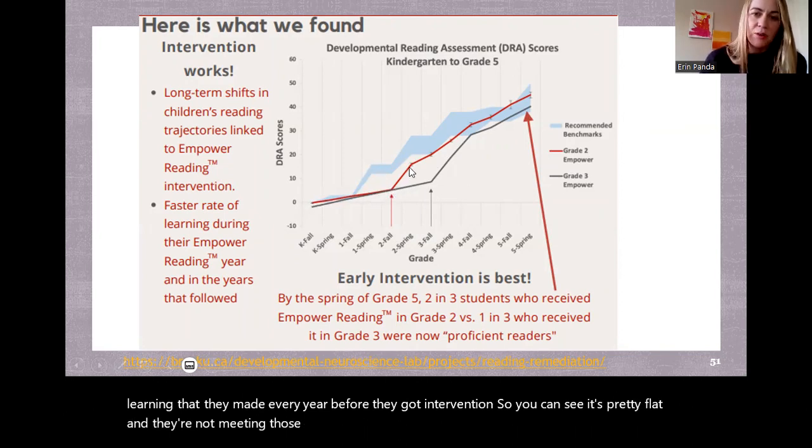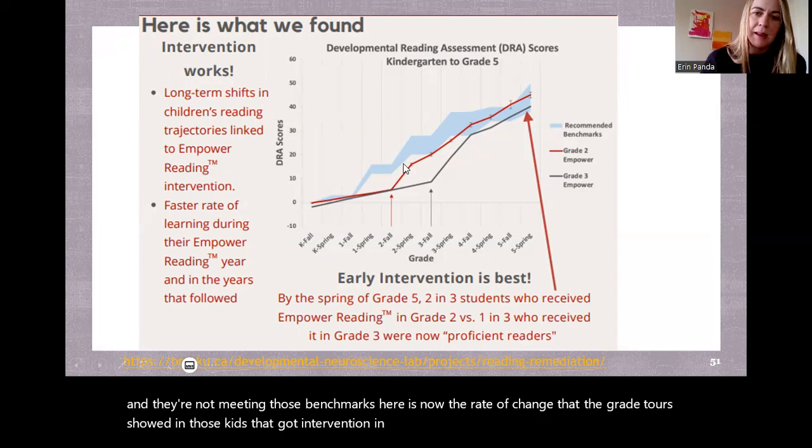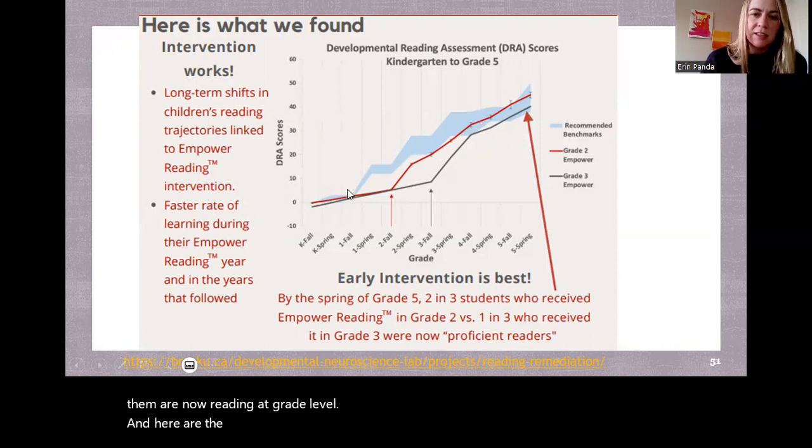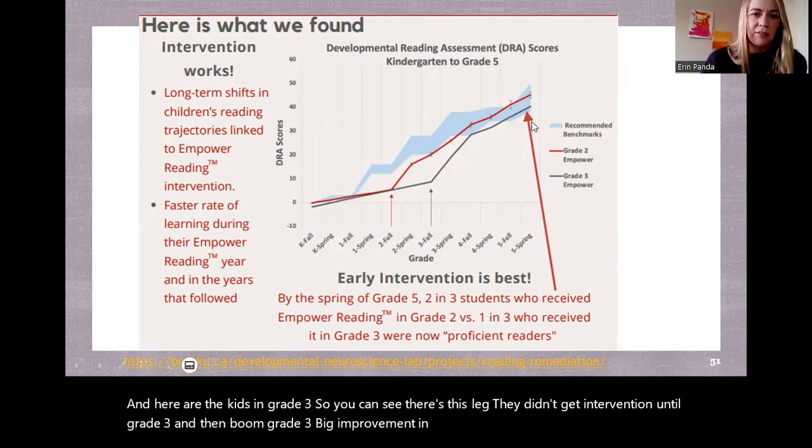Here is now the rate of change that the grade 2ers showed, those kids that got intervention in grade 2. So you can see there's a big jump in their scores. And then this is the rate of change they made in the years after. So you can see most of them are now reading at grade level. And here are the kids in grade 3. So you can see there's this lag. They didn't get intervention until grade 3. And then boom, grade 3, big improvement in scores that continued even after.